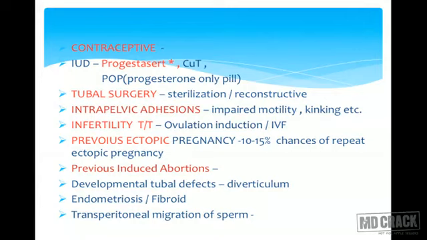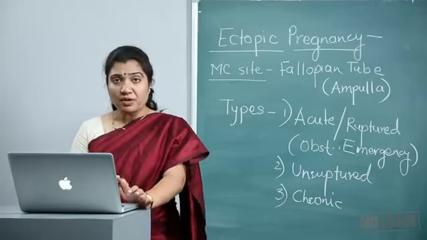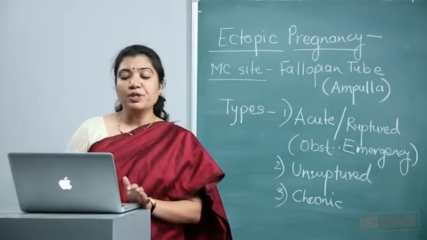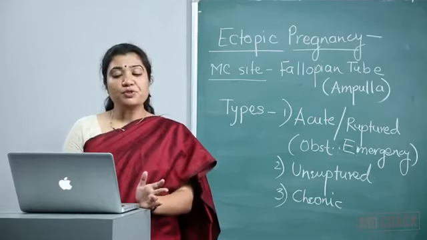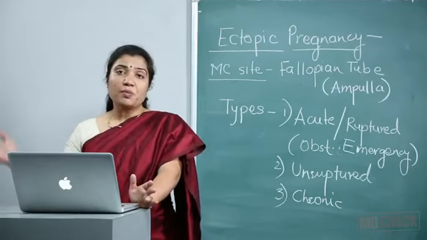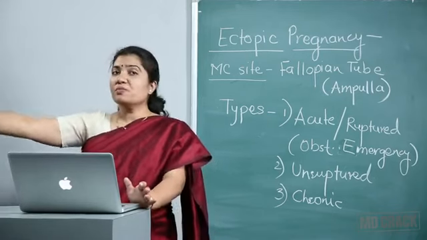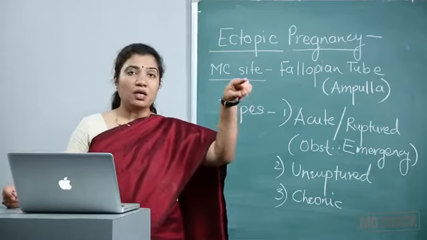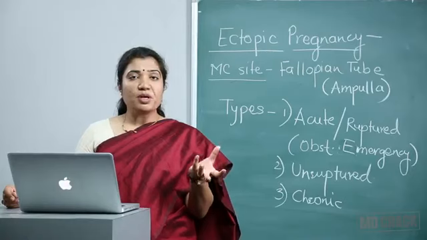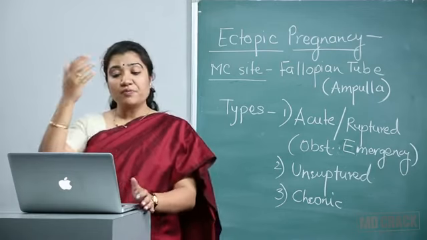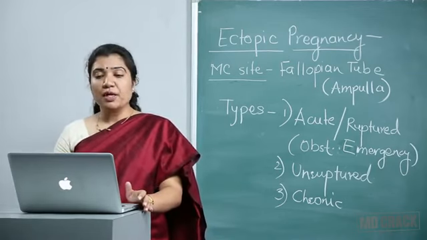Again, you all understand that induced abortions can have infections ascending, reaching the tube, causing damage, thus leading to ectopic. Developmental defects: if there is pocket formation or a diverticulum in the fallopian tube, it will also lead to ectopic. Endometriosis, presence of fibroid in the uterus, and transperitoneal migration of the sperm. The sperm goes inside the uterine cavity, goes to the fallopian tube, comes out and then migrates to the other fallopian tube through the fimbria, because both tubes lie in the pouch of Douglas close to each other, and thus causing implantation there may increase the chance of ectopic pregnancy.